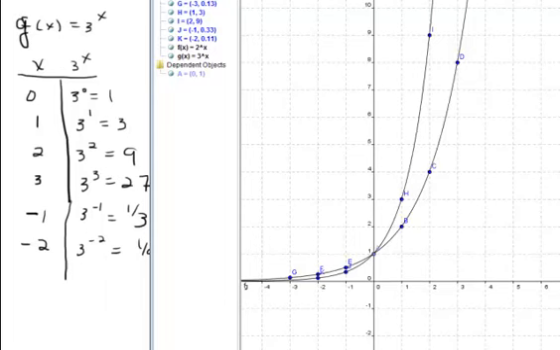Notice it looks very similar to f of x equals 2 to the x. It also passes through the point 0, 1. It blows up towards infinity as x gets large, and it also approaches 0 as x gets larger and larger negative. What do you think would happen if we graphed f of x equals 4 to the x?